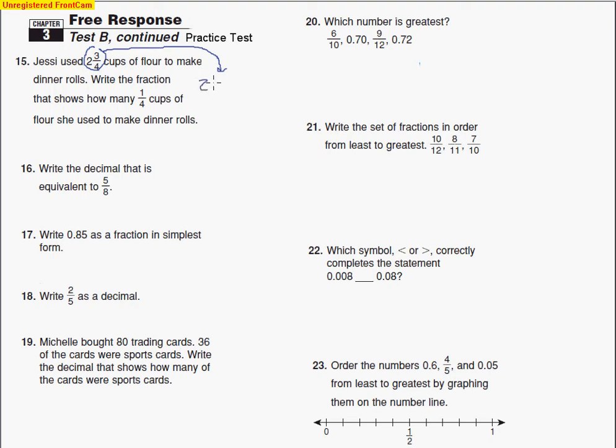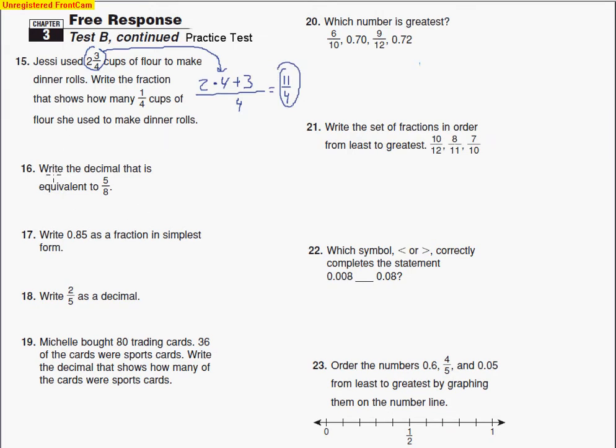So we take that 2, multiply it by the 4, and add the 3, and then it's over 4, because that's the number of quarter cups. The whole is the quarter cup, but the part represents the numerator of this fraction. When we do that work, 2 times 4 is 8, plus 3 gives me 11. So I have 11 quarter cups to make that recipe for dinner rolls.